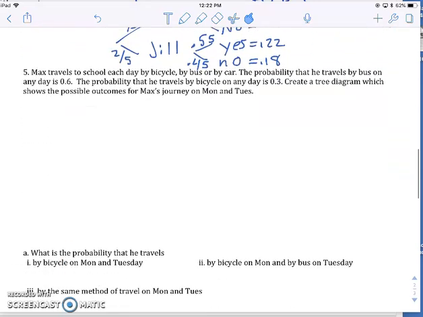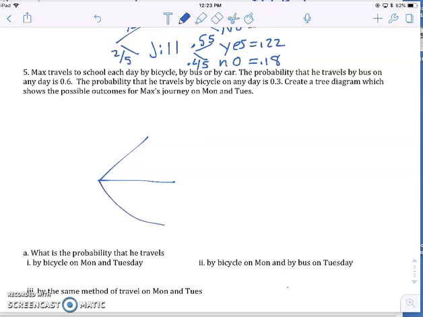So the next one we're looking at: Max travels to school each day by bicycle, by bus or by car. The probability that he travels by bus on any day is 0.6. The probability he travels by bicycle on any day is 0.3. Create a tree diagram which shows the possible outcomes for his journey on Monday and Tuesday.